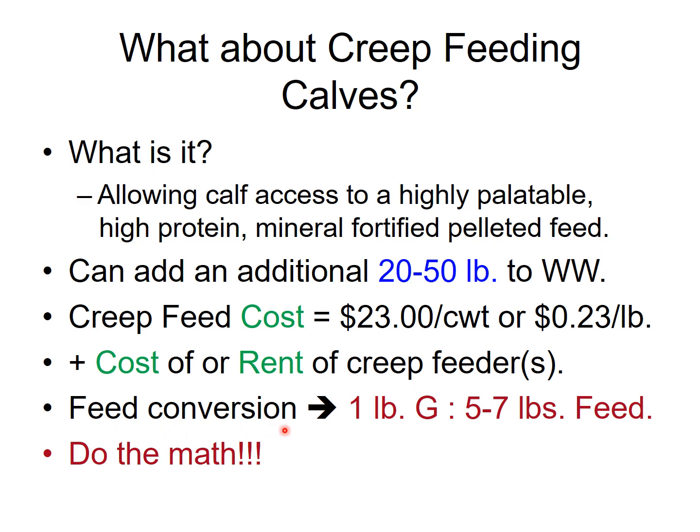Well, to get 1 extra pound of calf gain, it's going to take about 5 to 7 pounds of feed. Okay. So that's called the gain to feed ratio. So to get 1 pound of gain out of a calf off of creep feed, you're going to have to feed 5, 6, or 7 pounds of creep feed.